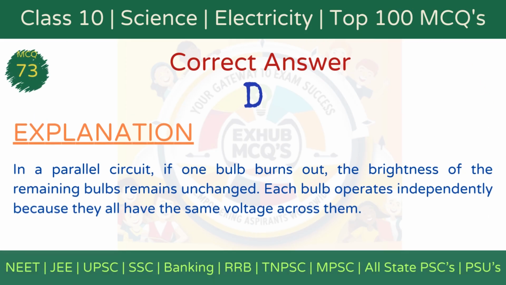The correct answer is option D, brightness remains the same. Explanation. In a parallel circuit, each bulb operates independently. If one bulb burns out, it does not affect the brightness of the remaining bulbs, as they are connected directly to the same voltage source.